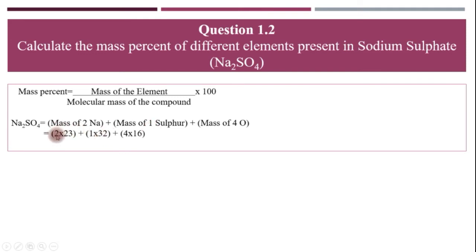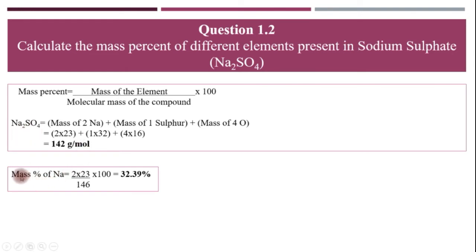So 2 here is because we have 2 atoms of sodium into 23, which is the atomic mass of sodium, plus 1 atom of sulfur into 32, which is the atomic mass of sulfur, plus 4 atoms of oxygen into 16, which is the atomic mass of oxygen. When we simplify this, your molecular mass of Na2SO4 is 142 gram per mole. So now we know what is the molecular mass of the compound. It's easy for us to find out the mass percent of each element in sodium sulphate.